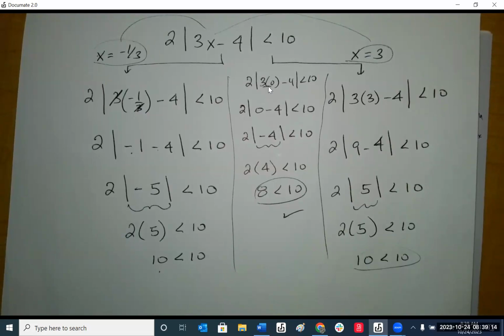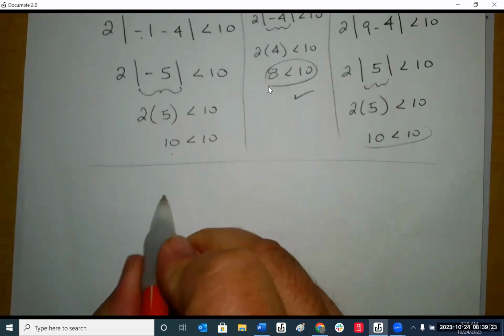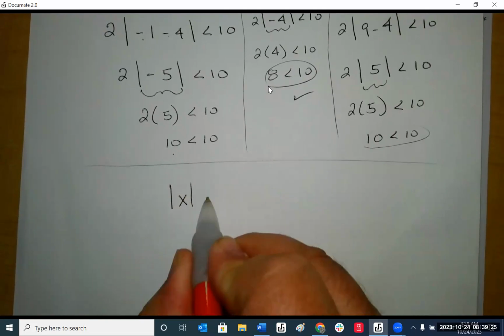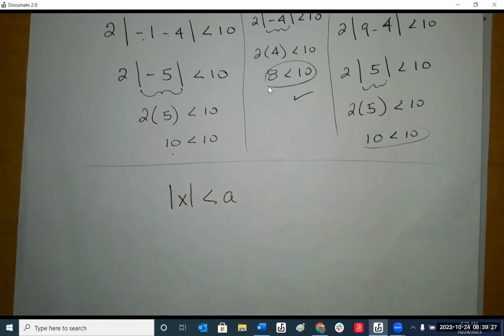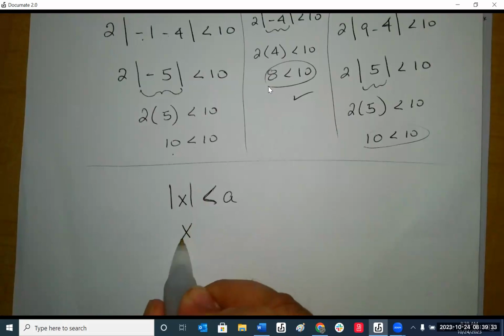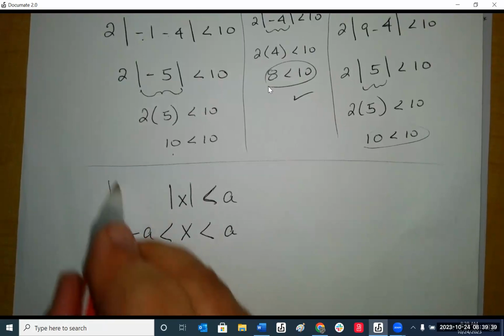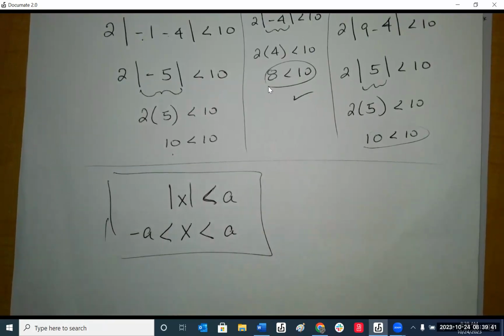Okay, that's less than. So whenever you have an absolute value less than some number, if it's less than, drop the absolute value sign. One side's positive and one side's negative. And there's the formula just to plug it in there.